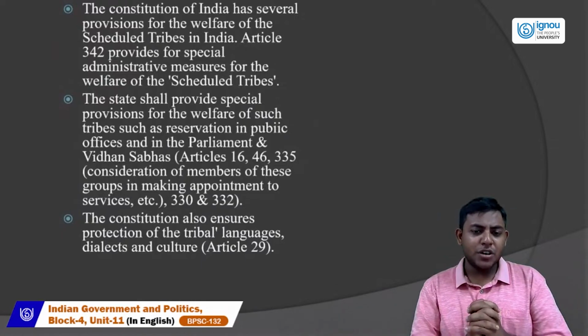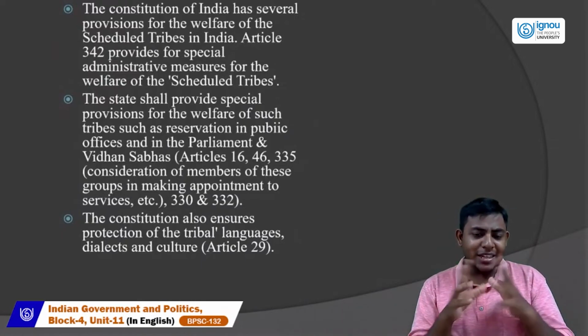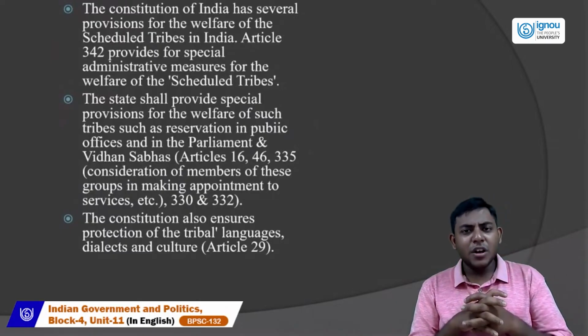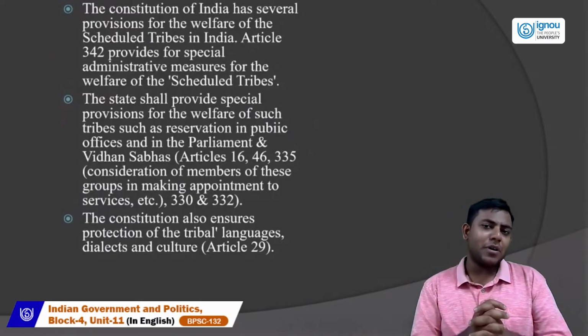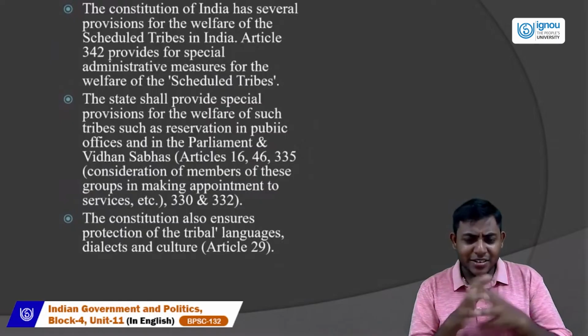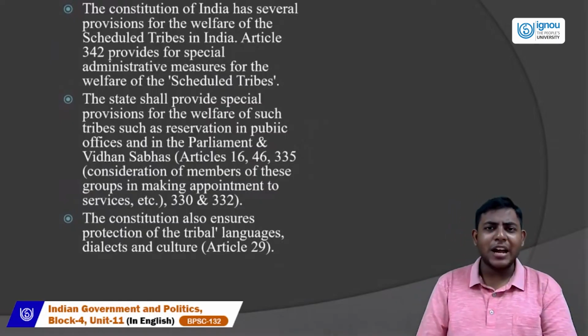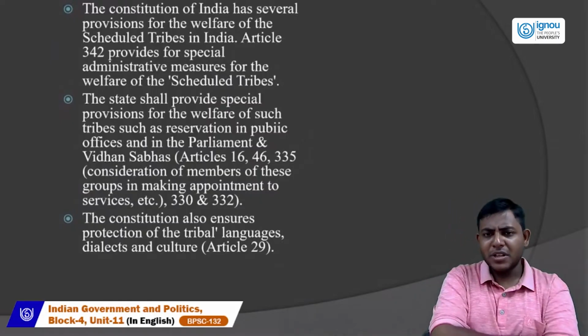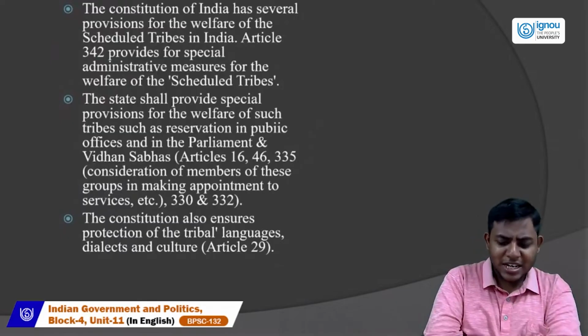Article 335 talks about consideration of members of the scheduled tribes in making appointments to the services, and Article 330 reserves seats for scheduled tribes according to the proportion of their population in the Lok Sabha, and Article 332 reserves seats for the scheduled tribes according to the proportion of their population in the state legislative assemblies.